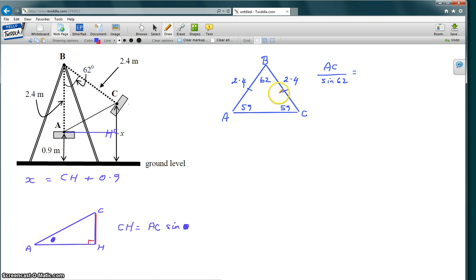Okay, then I can see that the other one I can tie, doesn't matter which way I go, is 2.4 over sine 59. Now, I'm going to just break out just a little bit here because I can. For some of you, when you get the solutions, you'll see that I didn't actually use sine rule. We added another triangle.